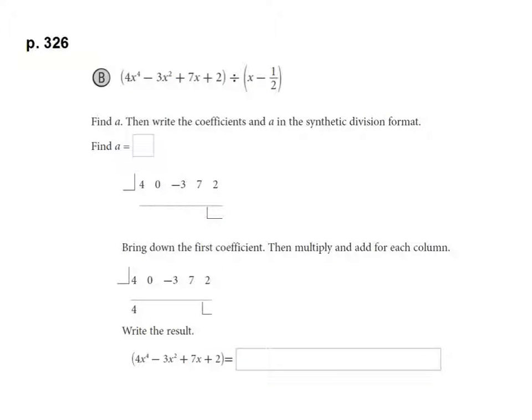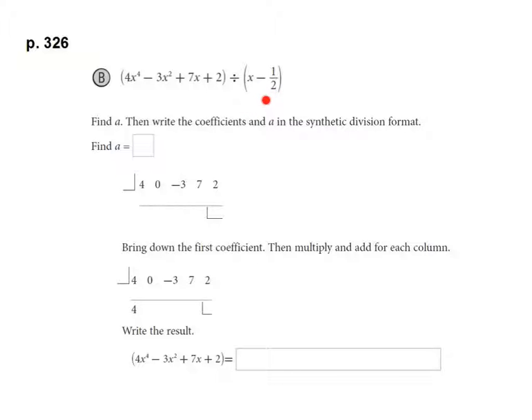All right, if you will open your book to page 326, we're going to do example B together. So pause the video if you don't have your book ready. All right, so let's look at this problem. We have the polynomial 4x to the fourth minus 3x squared plus 7x plus 2 divided by x minus 1/2.